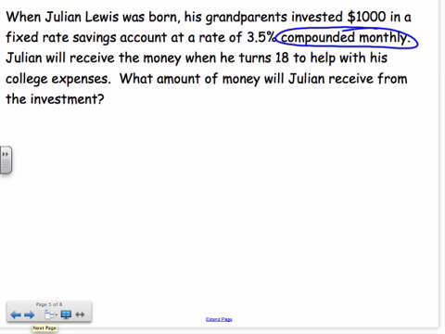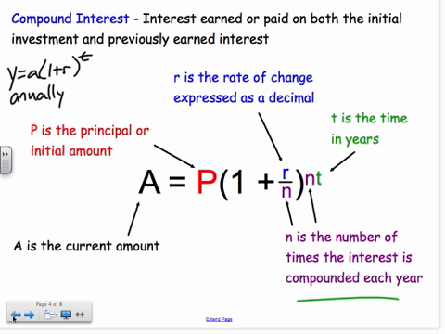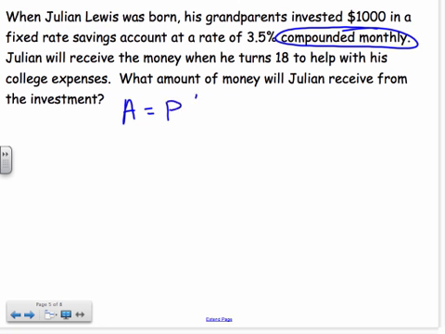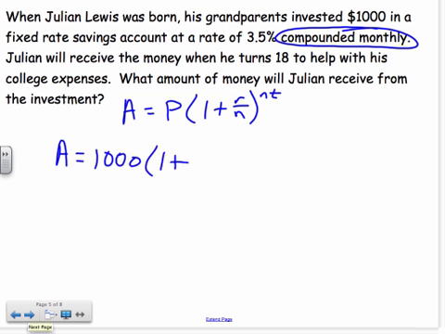Okay, so we're going to use our new equation here. It's really the same thing as our old one, except we have to take the compounded monthly into effect here. So I'm going to write our equation out. A equals P times (1 plus r over n) to the n times t power. So we're looking for what A is. The principal we saw is $1,000 times 1 plus, well, my rate we found was 3.5%. Write that as a decimal, so move it over 2 to the left, 0.035.